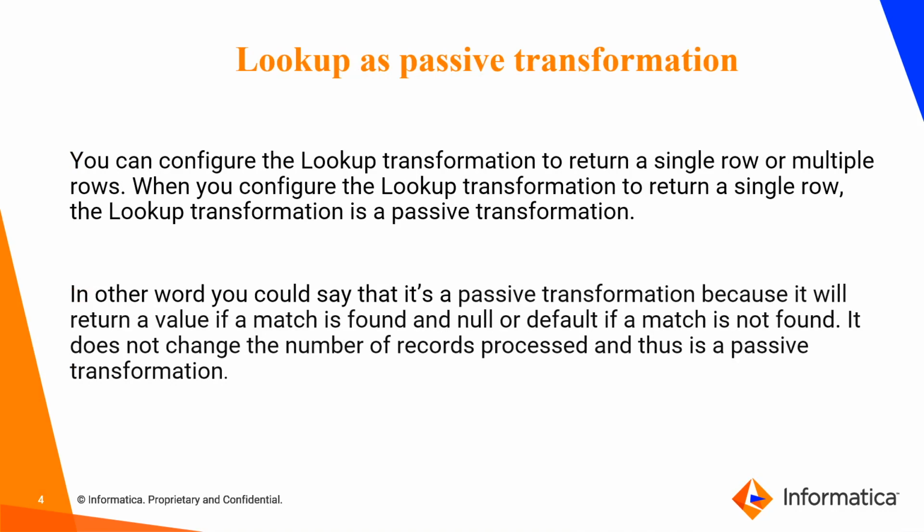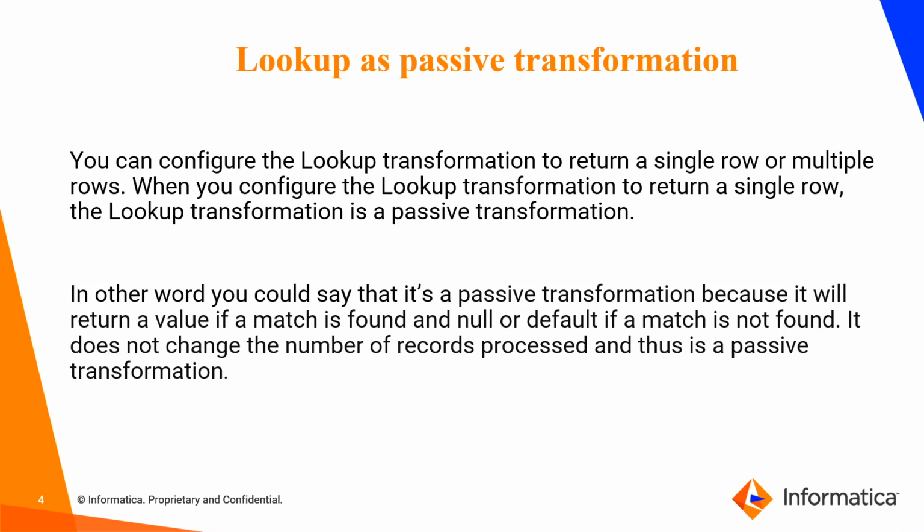Basically, we can configure the lookup transformation to return a single row or multiple rows. When we configure the lookup transformation to return only a single row, the lookup transformation is passive. Now you might think, how can we consider lookup as passive just by this definition? Let me explain this. Lookup returns the values into the return or output port whenever the lookup condition matches, and it will return null values into the return or output port whenever the condition fails.